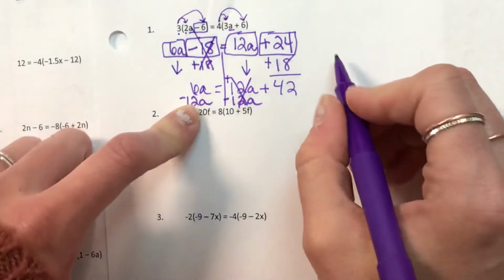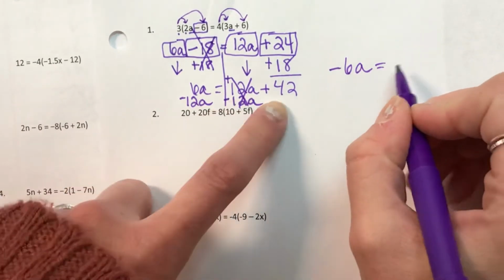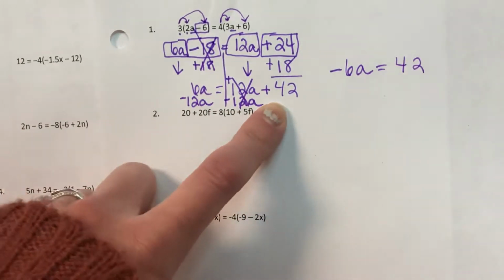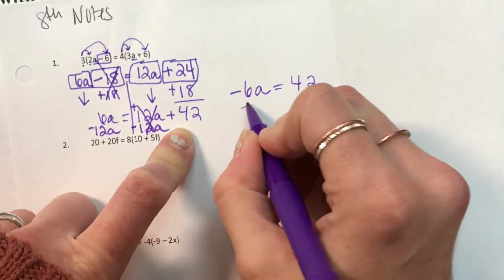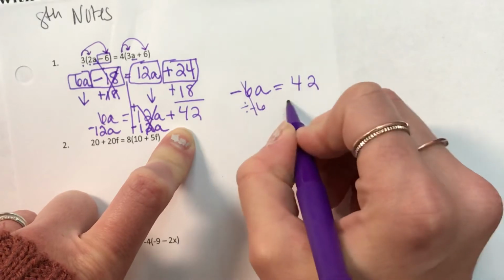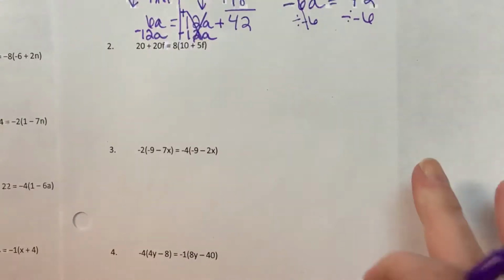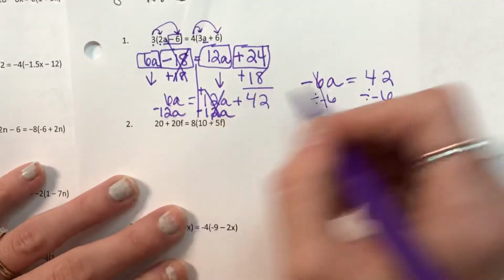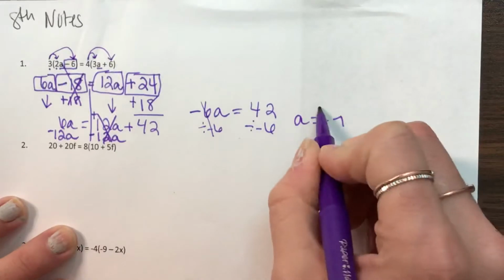And I'm going to have to rewrite that over here. Negative 6a equals, the only thing left over here is 42. So then I'm going to take 42 and divide it by negative 6. Divide by negative 6, and we get negative 7. So a equals negative 7.